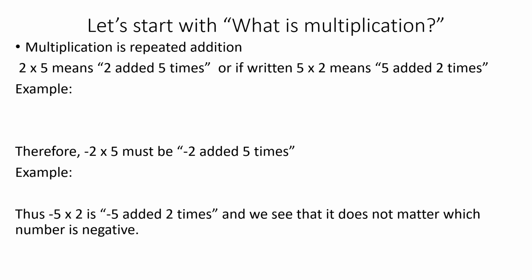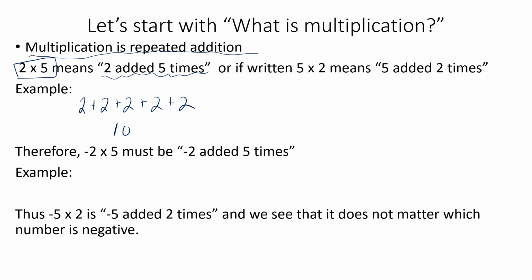So let's start with what is multiplication. Let's go back to the ground level of what we are doing when we're multiplying. Multiplication is repeated addition, addition over and over and over again. In fact, multiplication is a shorthand way of writing addition, which is why in your order of operations, multiplication comes before addition, because it is a group of addition problems. So 2 times 5 literally means 2 added 5 times. So it means this: 2 plus 2 plus 2 plus 2 plus 2. And if you added those up, you would get 10.